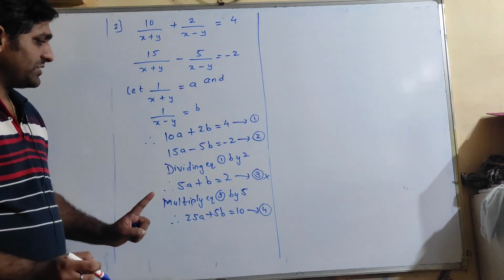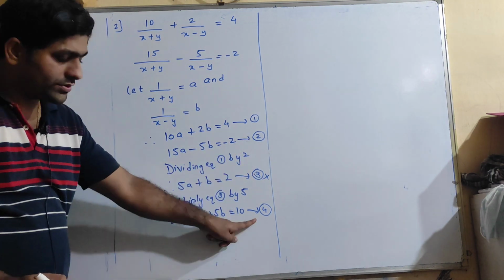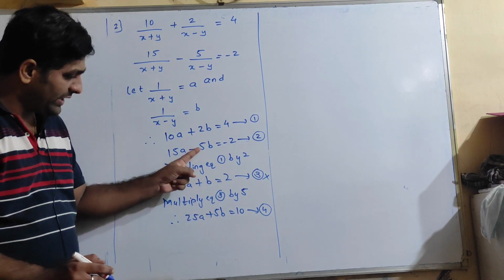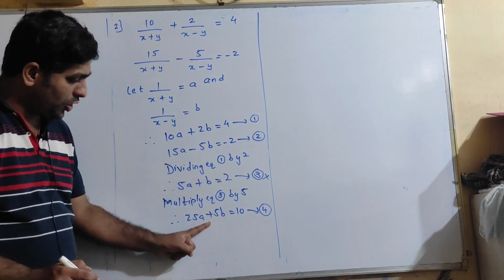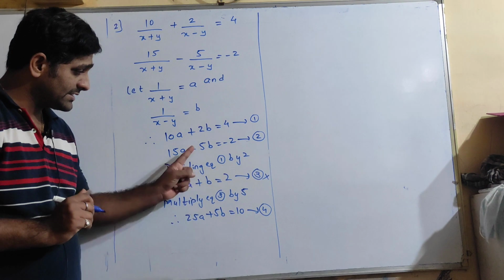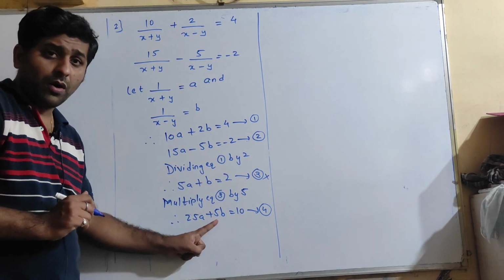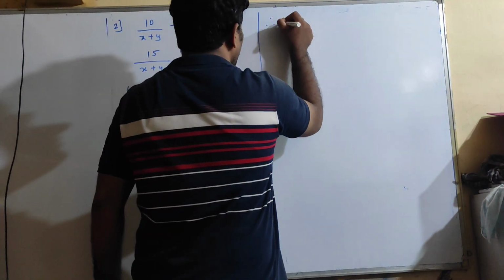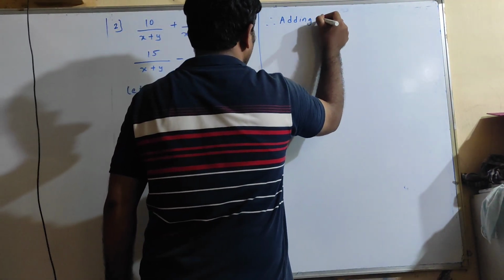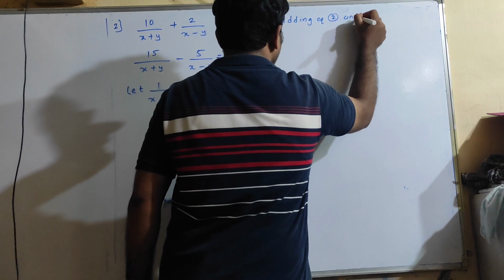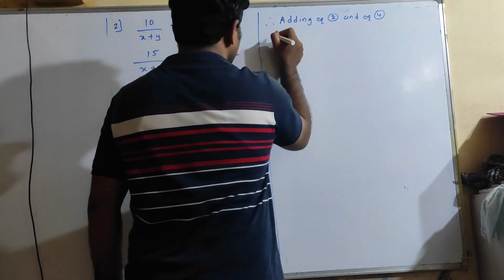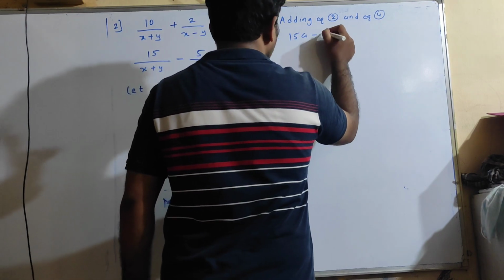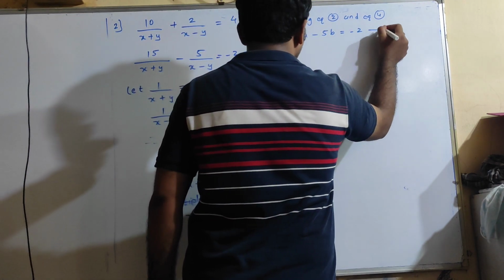Now we have two new equations, 2 and 4. Correct, students? Now look at these two equations, that is 2 and 4. We have same term but opposite sign. So we have already discussed, whenever there is same term, opposite sign, we go for addition. So we write over here, adding equation 2 and equation 4. Let's write down both the equations. 15a minus 5b equal to minus 2.